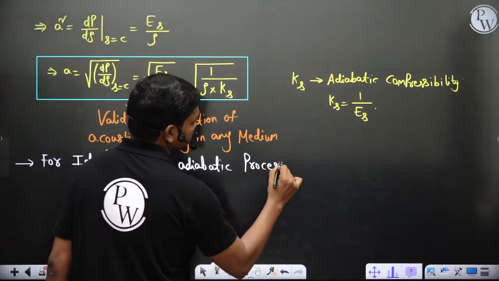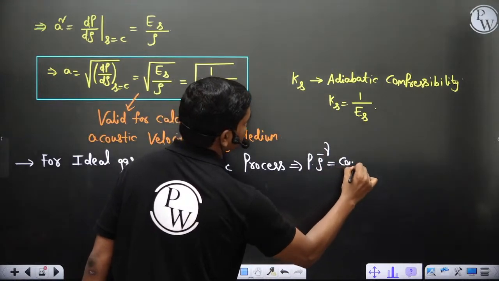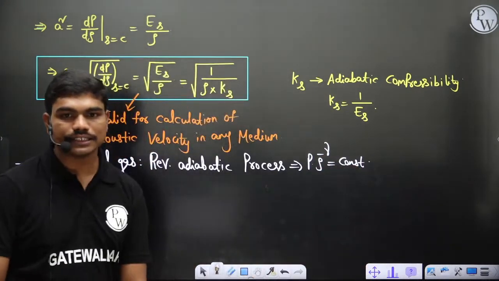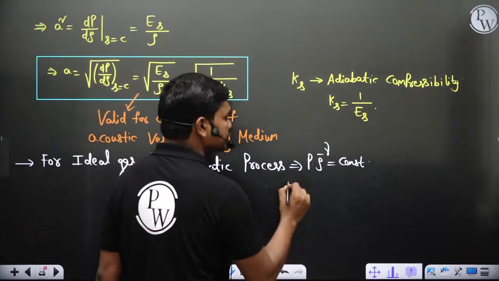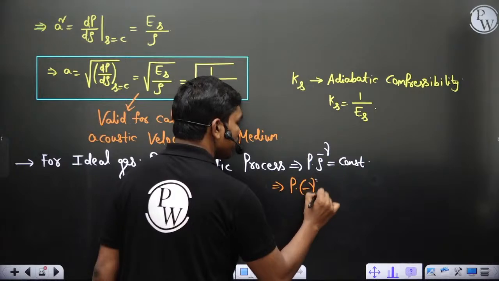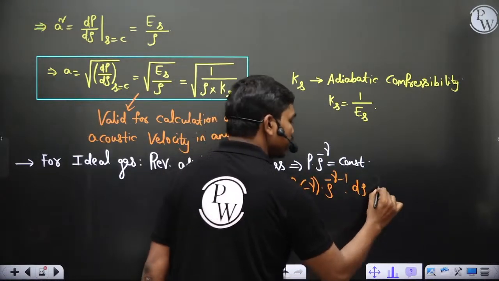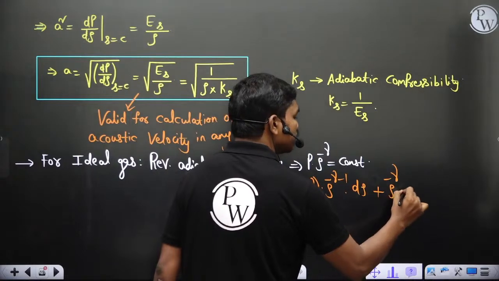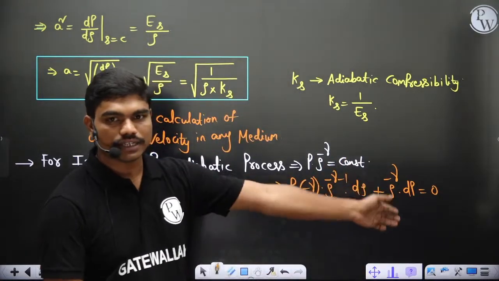Reversible adiabatic process implies P rho power minus gamma is equal to constant. Correct? You know this. This is the isentropic process actually. If this is the isentropic process, if you differentiate this, let's see what we can do. First function into derivative of second function, minus gamma into rho power minus gamma minus 1 times d rho, plus second function into derivative of first function is equal to 0. Derivative of constant is 0. Just differentiating the things.